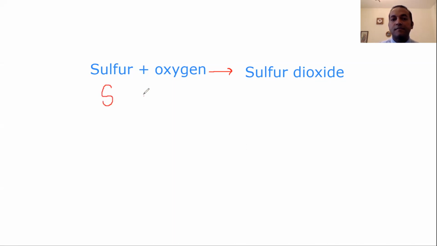Plus oxygen. And you know the formula of sulfur dioxide is SO2. Okay, you can write the states: this is solid, this is gas, and sulfur dioxide is gas. So this is our first step. I hope you can follow with me.